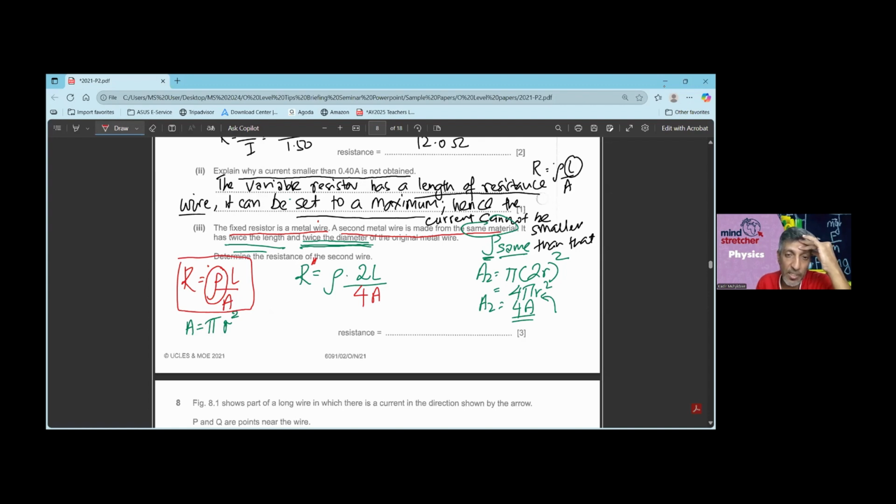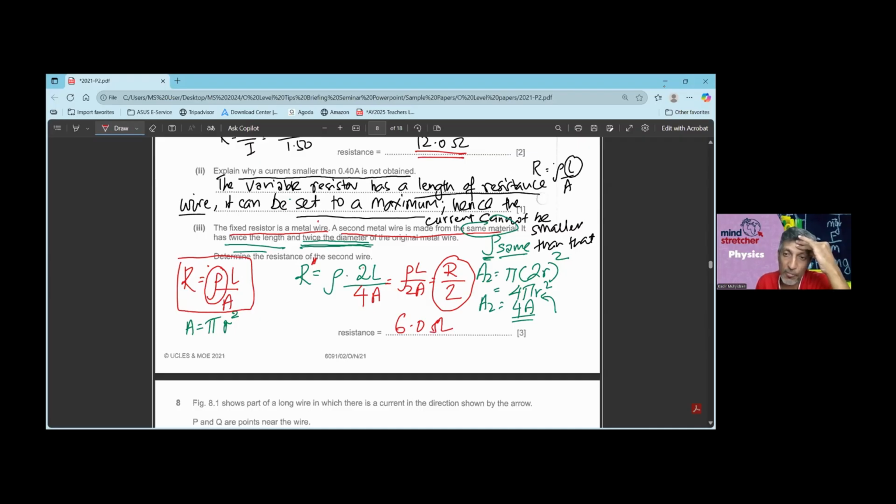So overall, compare the new resistance to the original resistance. The new resistance, with double the length but area 4A, becomes rho L over 2A, which is basically half of R. So what did you find here? 12 ohms, right? So this one will be 6 ohms.